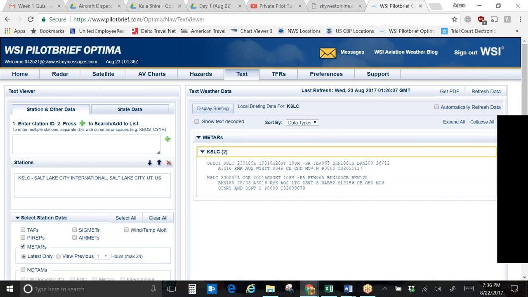Altimeter 3016, remark, same thing, automated. This remark here means lightning, distant south. That RAB means rain began at 52. So if you were to go back to the time, this was issued at 54 and the rain began at 52.